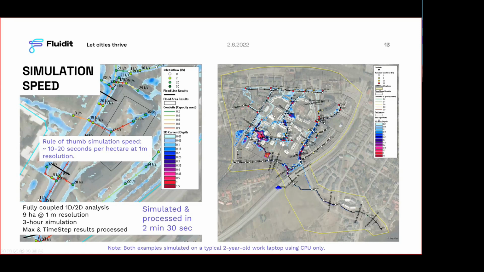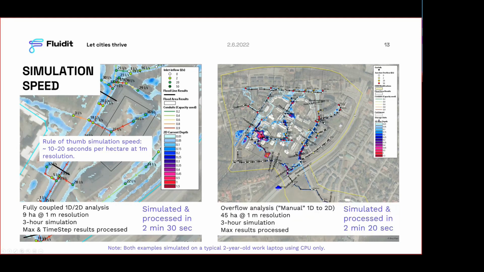Then the right-hand side example is the overflow analysis style manual simulation, where you focus on the 1D network first. You simulate the 1D network, and then you use the overflows from junctions as an input to your 2D domain. And that's much faster in terms of the simulation. So this area that is 5 times larger than the fully coupled, you can simulate in the same sort of time frame, 2 minutes 20 seconds, for example, on the typical work laptop I'm using.